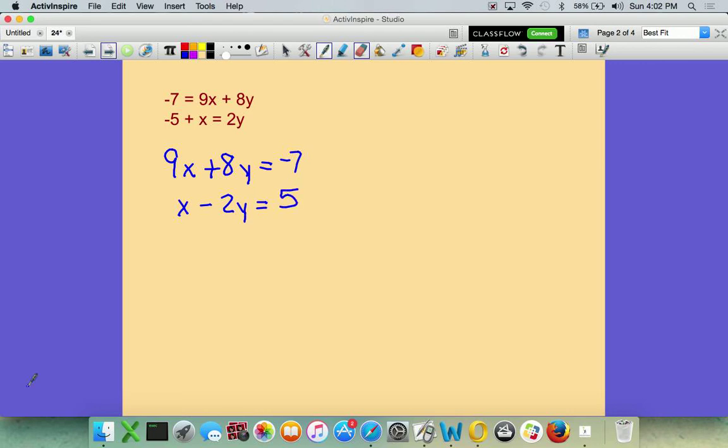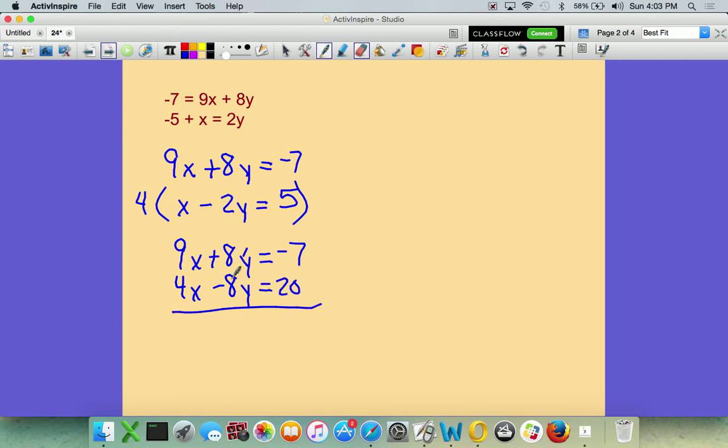Well, here's another one of those where we could do it either way. Let's say that I want to eliminate the y's. And the reason why I'd eliminate the y's, I've already got my signs to be different. If I multiply this by 4, then that should make it fairly easy to eliminate here. So 4x minus 8y equals 20. Y's go away. 13x equals 13. Well, x has to equal 1 here.